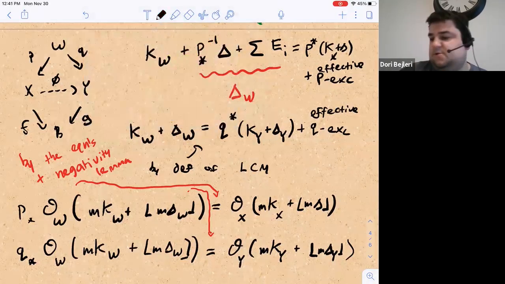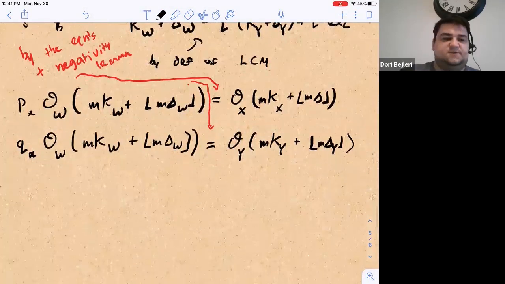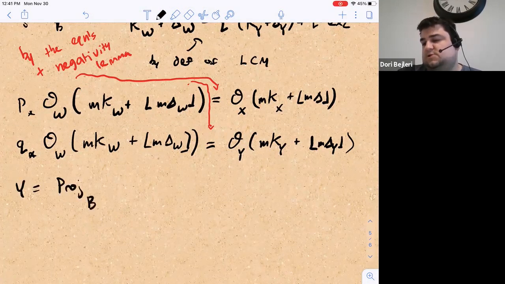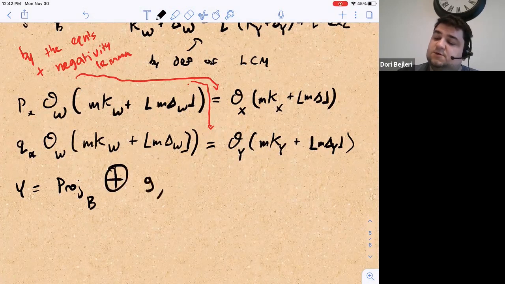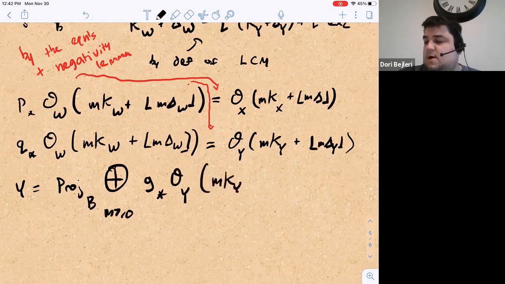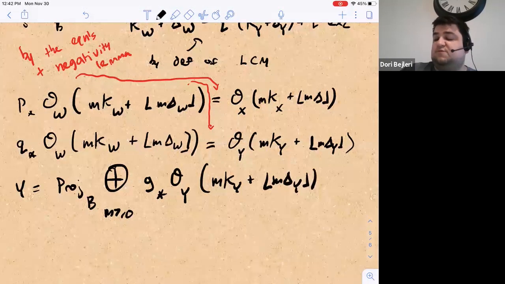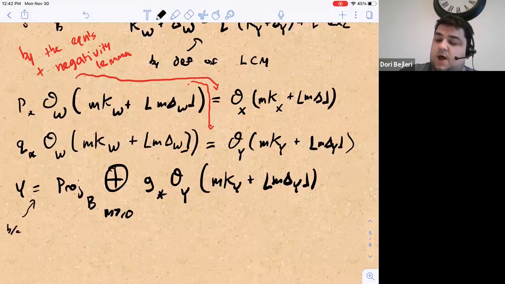And so then we can just write down some equality of Proj, because now we see all the sheaves are the same. So Y is the Proj over B of the direct sum of g lower star O_Y(m K_Y + the round down of m Δ_Y). This is from the definition of log canonical model, because we're assuming that K_Y + Δ_Y is g-ample.